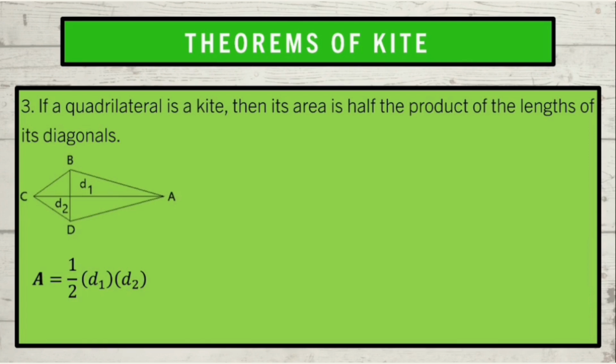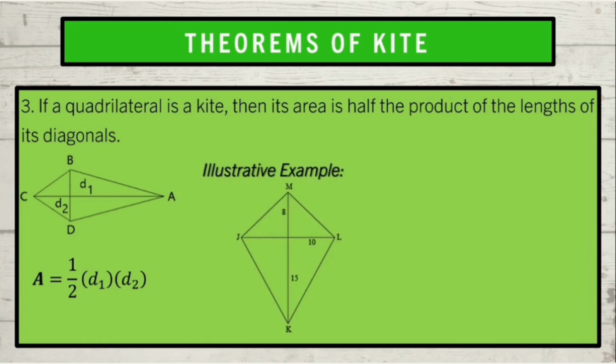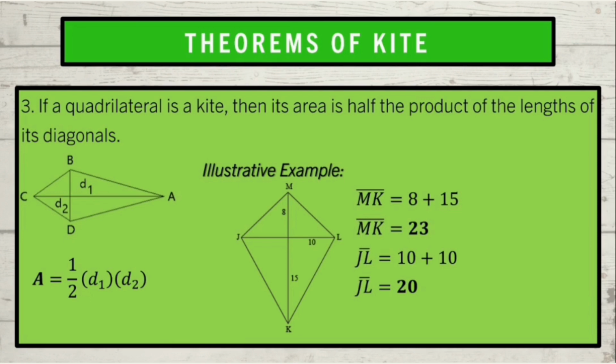Are you ready? To get the area of kite JMLK, get the length of the diagonals first. The diagonals are segment MK and segment JL. The measure of segment MK is 8 plus 15, or that is 23. On the other hand, the measure of segment JL, or the other diagonal, is 20 because segment MK bisects segment JL. So, 10 plus 10 is 20.